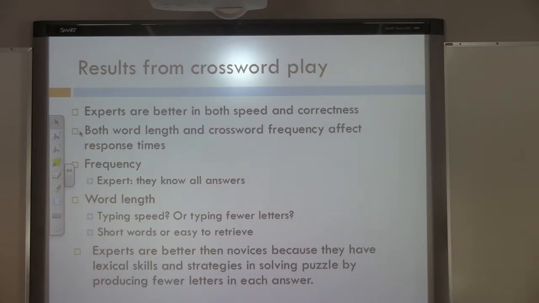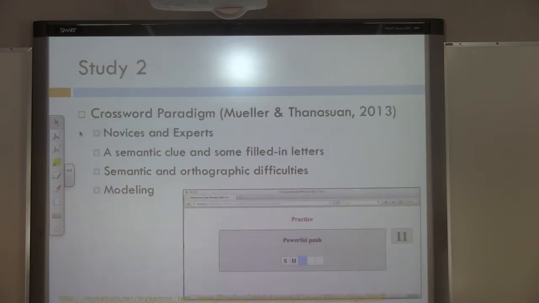However, in these studies, you can see the puzzle is quite big, and there are 78 clues. So it's very complicated for me to analyze the data to get the response time for each clue, because they may put in an answer and it might affect another answer across and down. So it's very hard for me to analyze the data. So we have the second study.